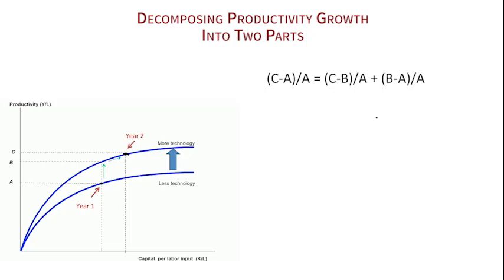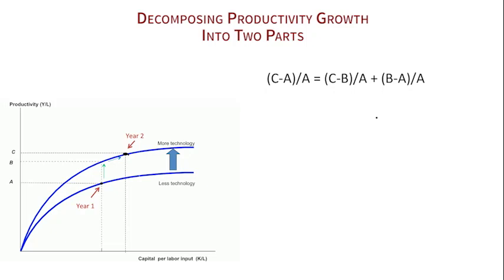We're dividing by A because we want to look at a growth rate of productivity. The growth accounting formula has to do with the growth rate of productivity. So C minus A is the change in labor productivity. If you divide by A, the productivity at the beginning, that's a percentage change in productivity. It's stated as a decimal. Okay, so that's your productivity growth.